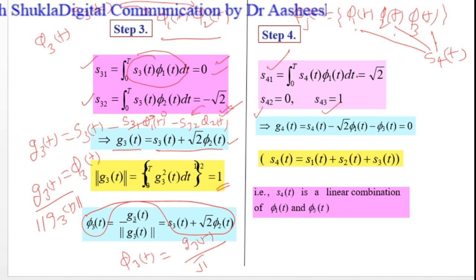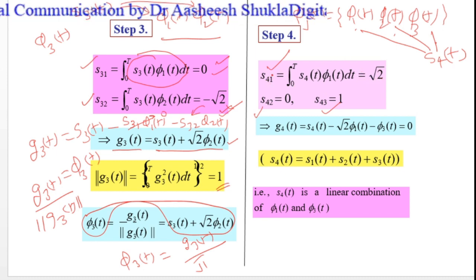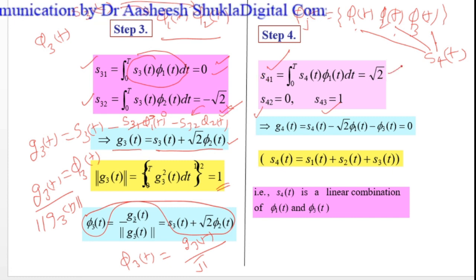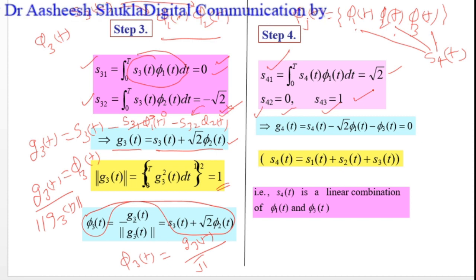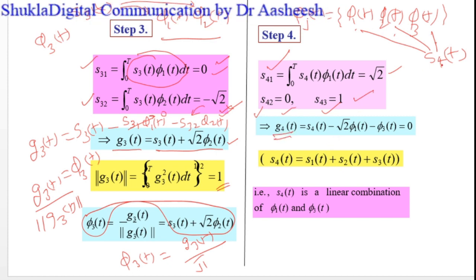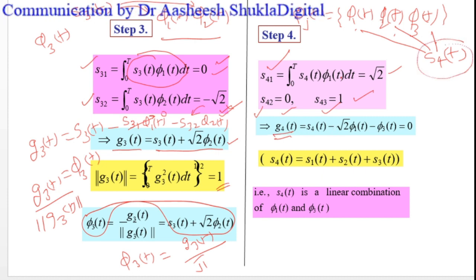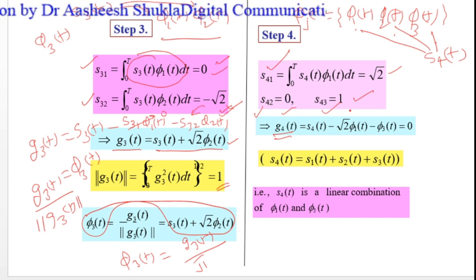If you do the calculation, this is your home assignment, you have to do it one by one. S41 will come out to root 2, S42 is equal to 0, S43 is equal to 1. Now the next step is that you have to find g4(t), which is S4(t) minus S41 along phi 1, S42 along phi 2 and S43 along phi 3.